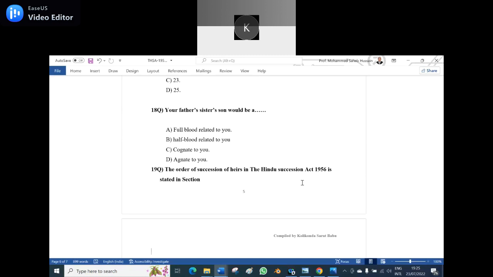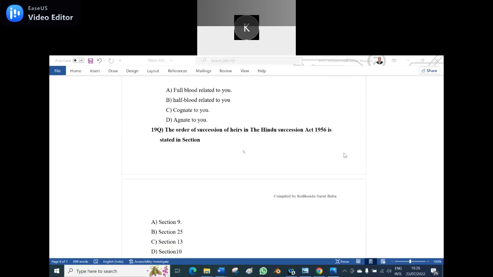Now, 18th question. Your father's sister's son would be A, full blood related to you, B, half blood related to you, C, cognate to you, D, agnate to you. Option C is the correct answer, cognate to you.